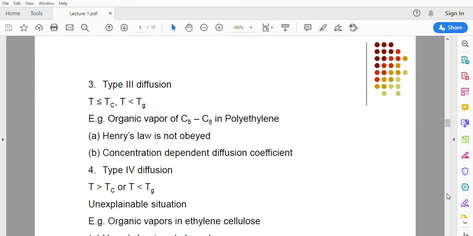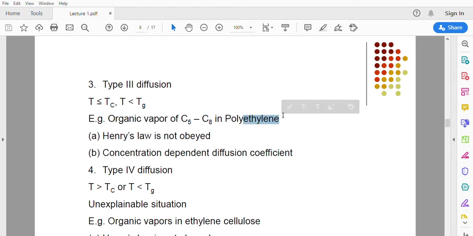Now the third condition. In the third condition, suppose the environment temperature is below the critical temperature of the gas, and below the glass transition temperature of the polymer. At this condition, for example, you want to separate an organic vapor like C5 or C8 from polyethylene. Not polyethylene, here it will be, suppose, polycarbonate.